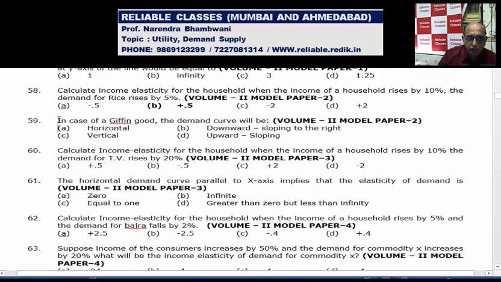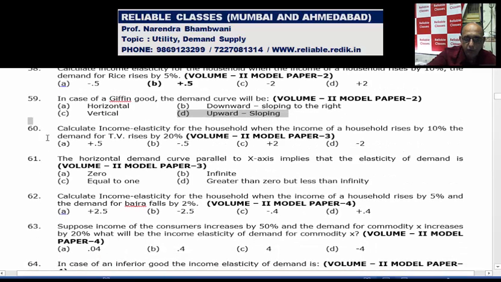59. In case of given goods, demand curve will be, now given goods will be demanded more at a higher price, so it will be like a supply curve. So it will not be downward sloping, it is upward sloping. This is the same. The 60th one is repeated again.